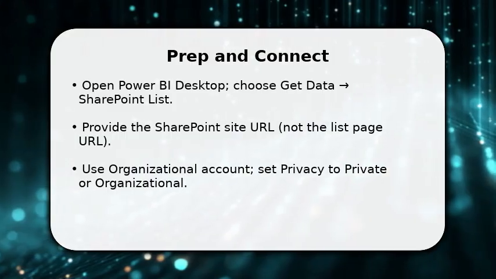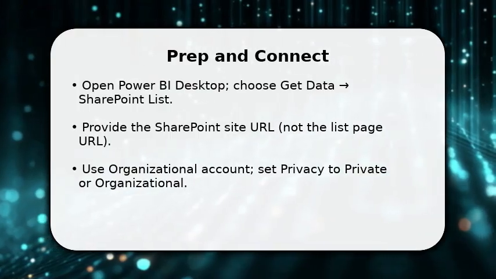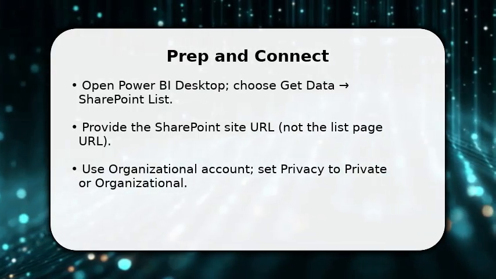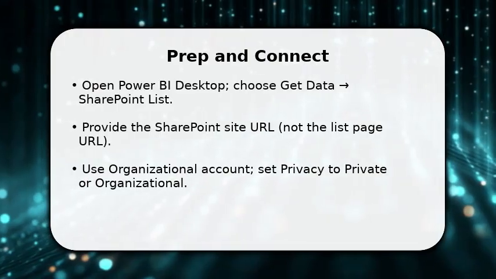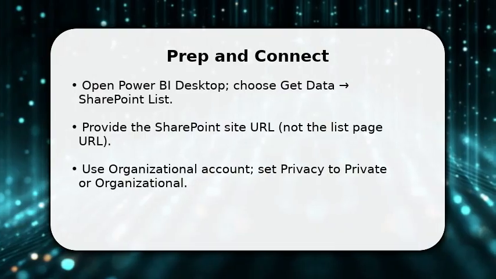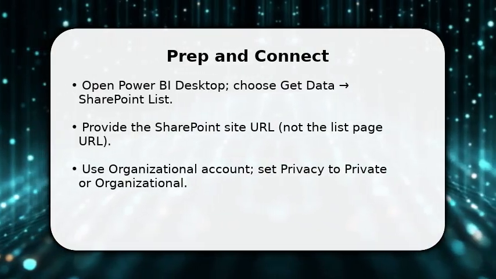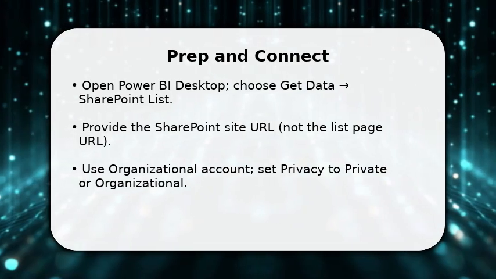You will be prompted for an organizational account. Sign in with the same tenant credentials that can access the list. Make sure privacy settings match your organization policy. This step establishes the direct connector, which is required. It avoids Excel intermediaries and preserves column types and list metadata for Power Query.